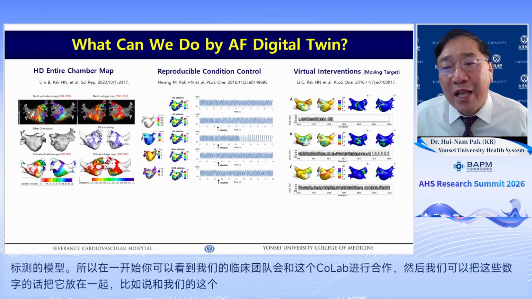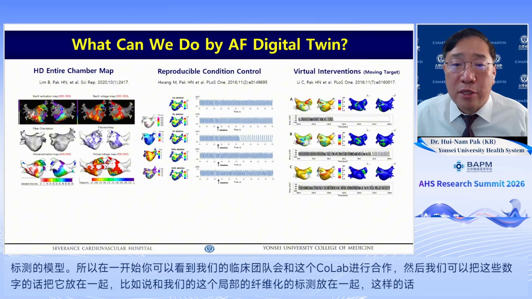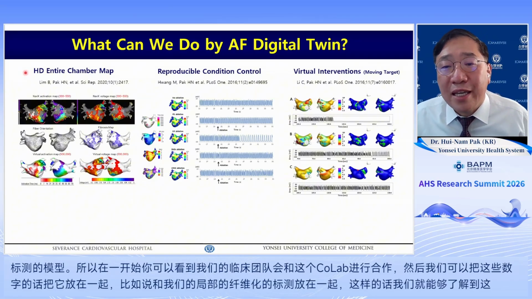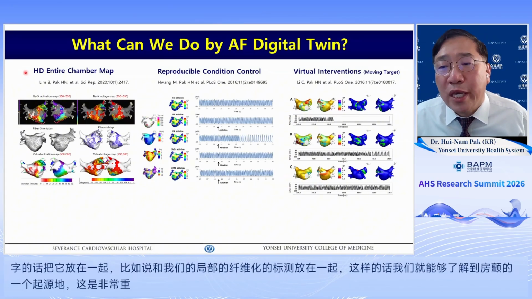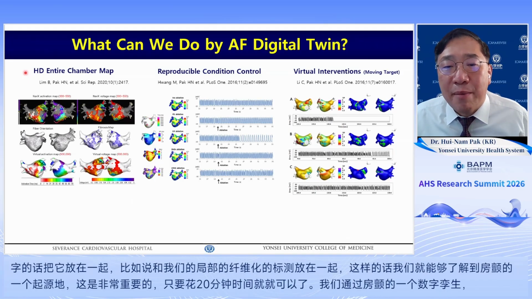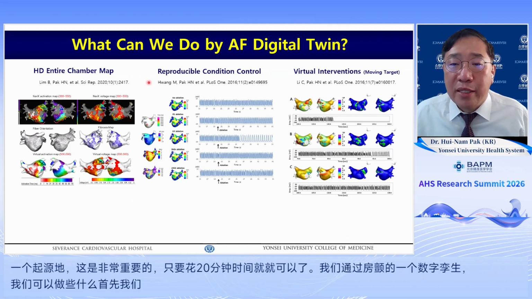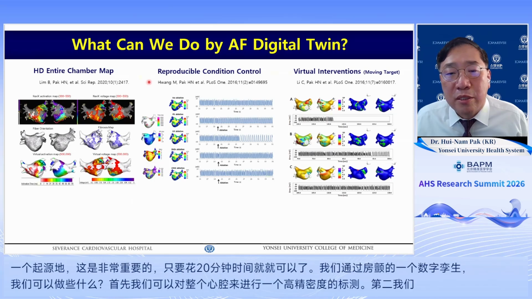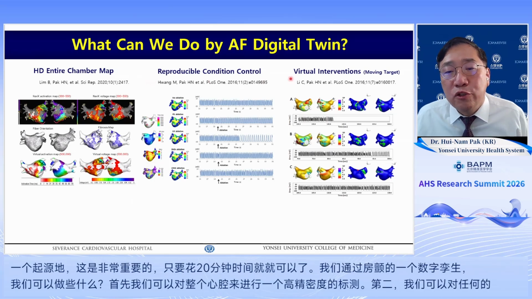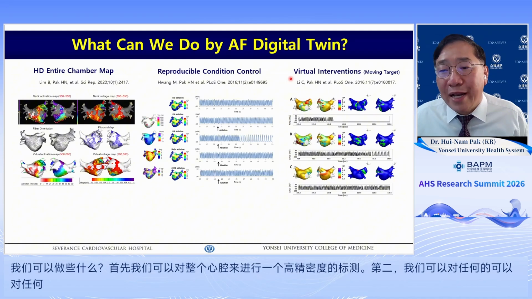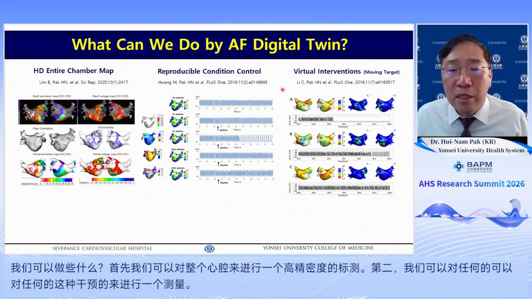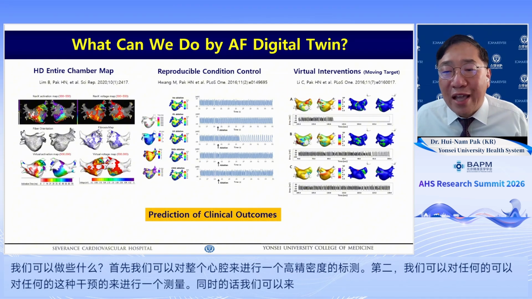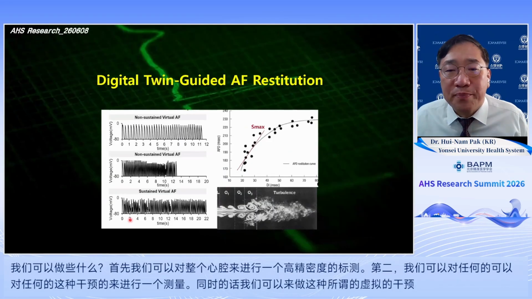So what is the advantage of utilizing the AF digital twin? First, unlike the clinical point-by-point map, we can view the entire chamber-centric map and chamber-centric wave dynamics. Second, you can test any kind of various interventions under the same controlled condition. Third, virtual anti-arrhythmic drug tests or genetic susceptibility tests are possible. So clinically, the most advantageous thing is that you can predict your clinical outcome in advance.